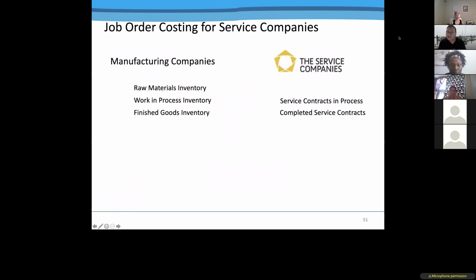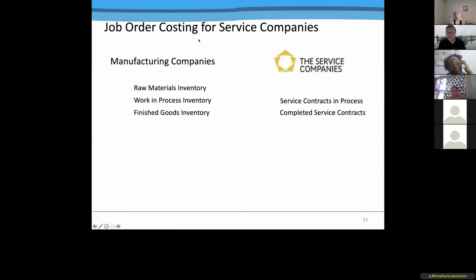So now let's compare the manufacturing company versus the service company, right? For manufacturing companies, you have the 3 inventories. But for a service company, for example, if I'm an accountant and I provide accounting service and consulting service to my client, I'm not manufacturing any physical goods. I'm providing a service, right?